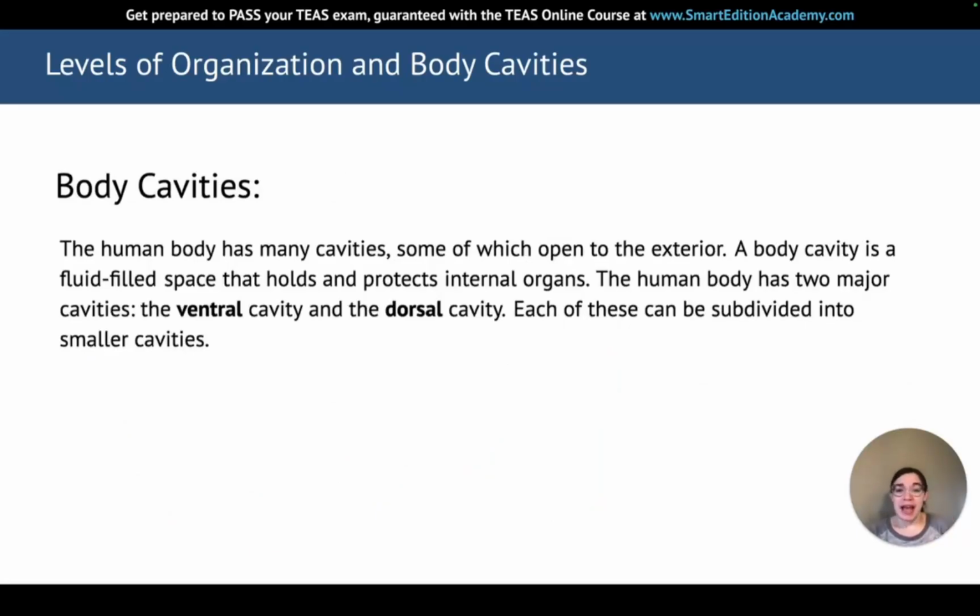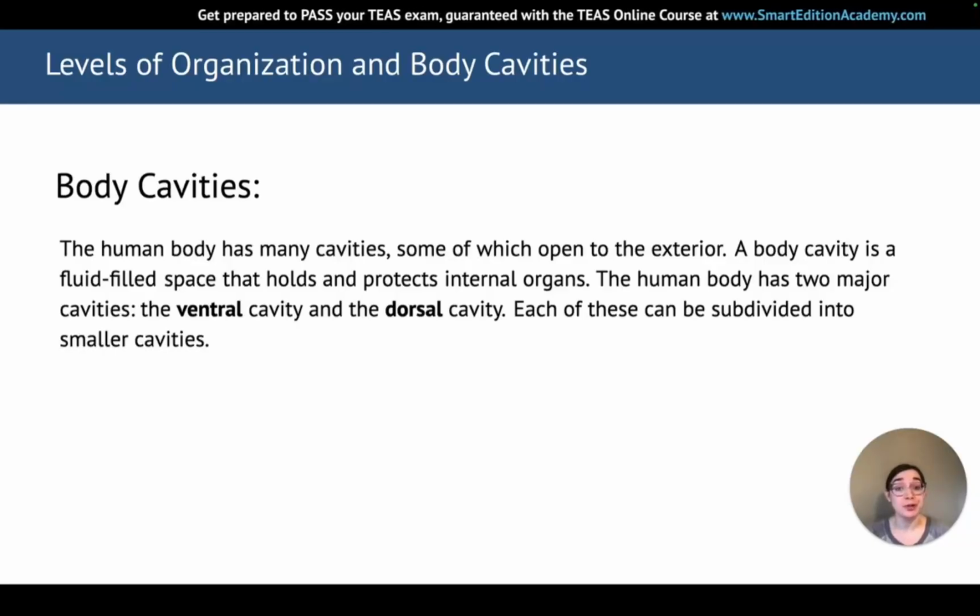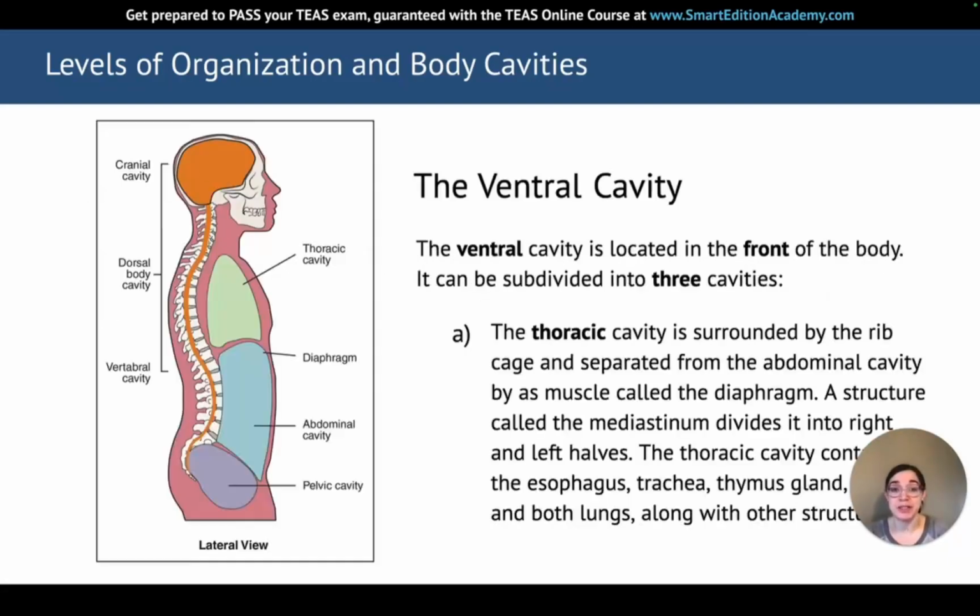All right, so another way that we can talk about organizing the body and dividing the body into different parts is to look at the body cavities. The human body has many cavities. Some of them open up to the exterior of the body. Essentially, a body cavity is a fluid-filled space that is responsible for holding and protecting our internal organs. The human body has 2 major cavities, the ventral cavity and the dorsal cavity. And each of these can be subdivided further into smaller cavities, as we will see.